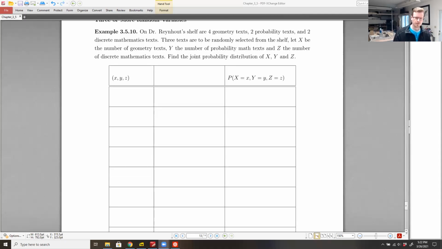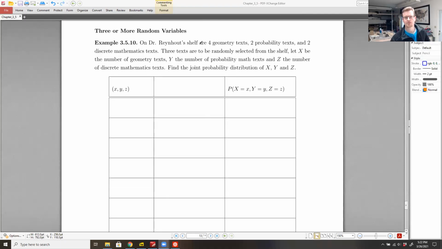All right. So again, we have 4 geometry texts, 2 probability texts, and 2 discrete math texts. We want to choose 3 texts from the shelf. X is the number of geometry texts, Y is the number of probability, and Z is the number of discrete texts. So this is geometry, and then probability, and then discrete. So X, Y, Z. And in each case, 4, 2, 2 are the possible values. That's how many books there are. But I'm only choosing 3 books from the shelf.